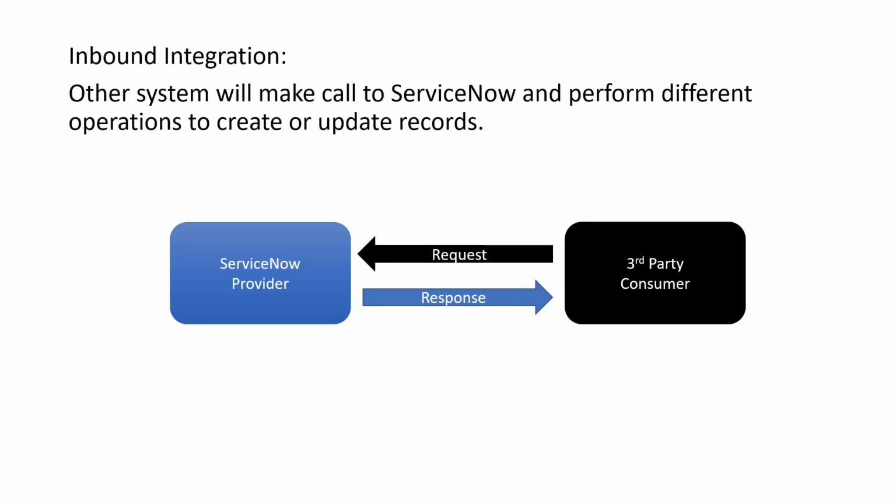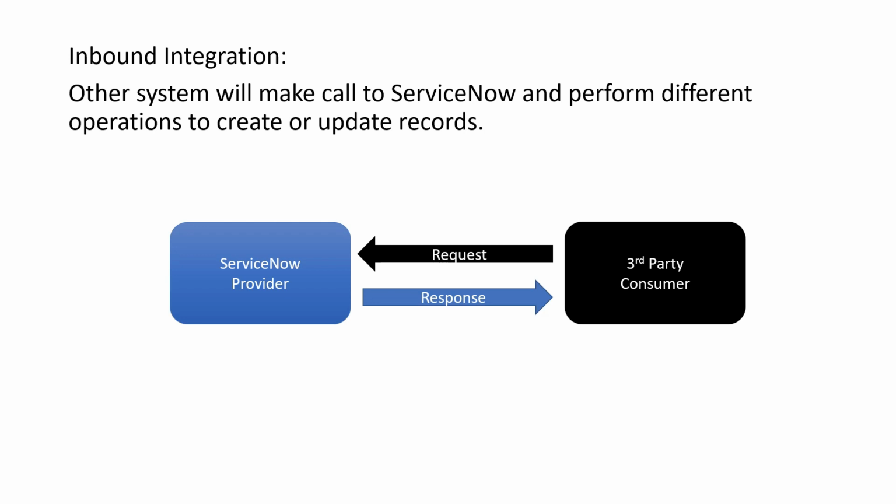And now the inbound integration. What is the meaning of inbound? Inbound means incoming. Other systems will make a call to ServiceNow and perform different operations to create or update records. For example, there is a Jira account, and some existing companies are using it. So a third party application like Jira is using that.